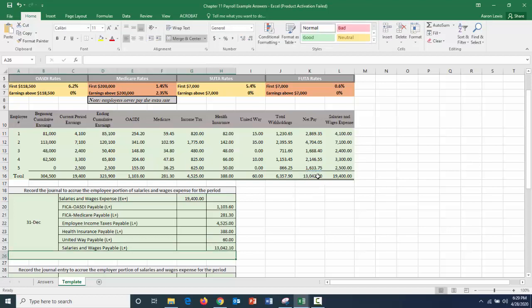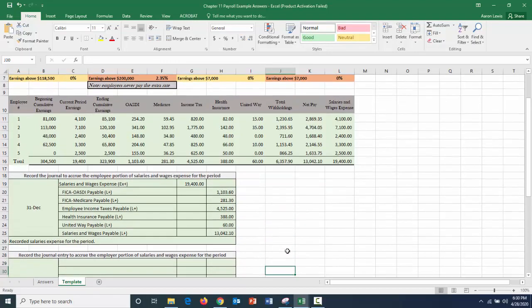And conveniently, if you want to go through the process of adding this all up, our debits will equal our credits. We're accruing here, which is why it goes to the liability. If we were actually paying it on this pay date, well, then we would have a credit to cash for the actual payment. But right now, we're going to call it salaries and wages payable. What happened here is we recorded salaries expense for the period. So that's the entry to record the employee portion of salaries and wages expense for the period.